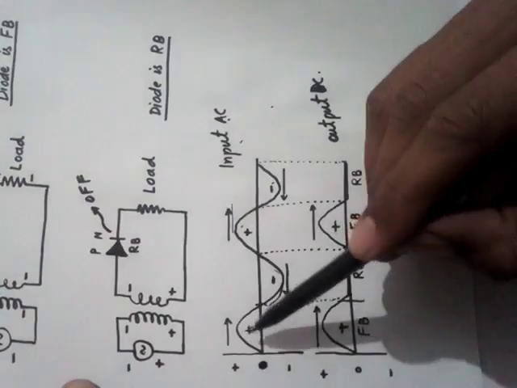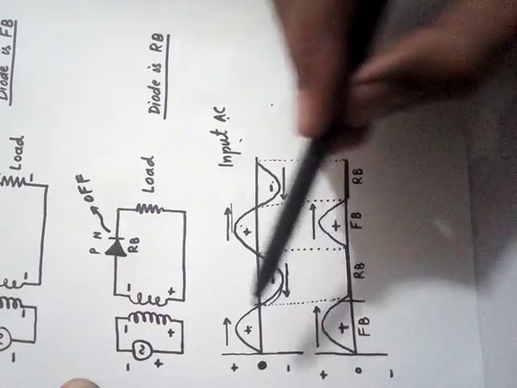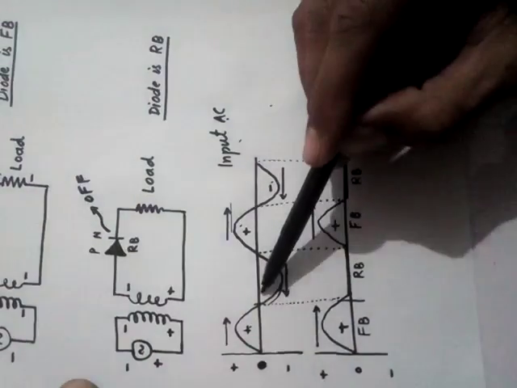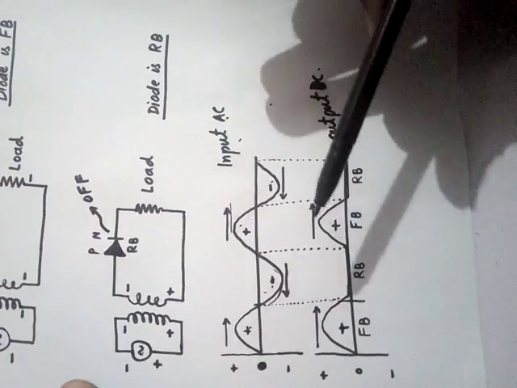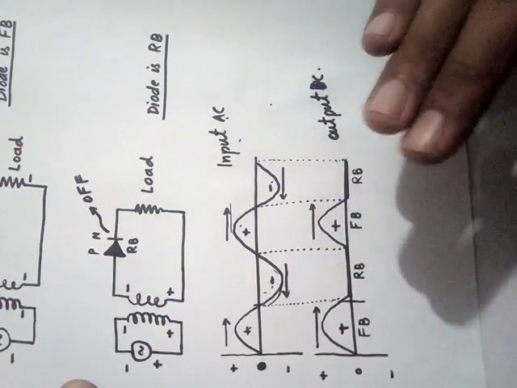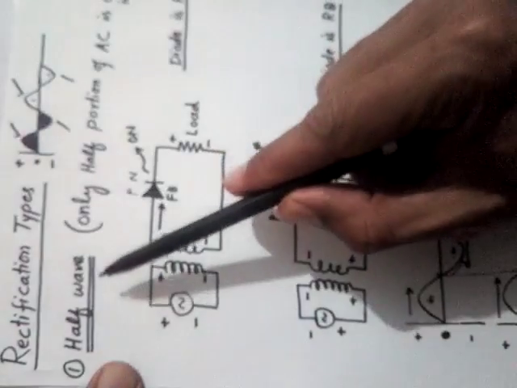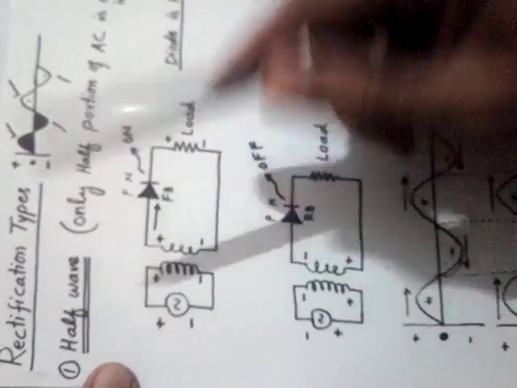Half rectification means half of the wave is cut. The upper half portion is allowed to go forward, but the negative portions are cut, removed, blocked, stopped. This is what we call half wave rectification. Clear? Now this was the half wave rectification. Now I would like to tell you about full wave rectification.